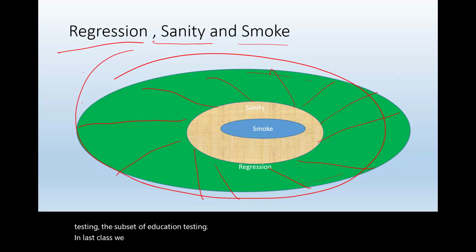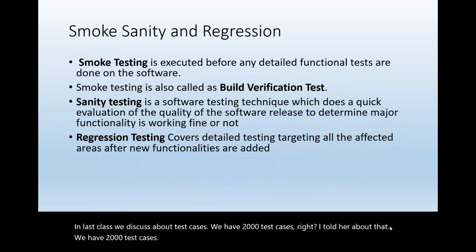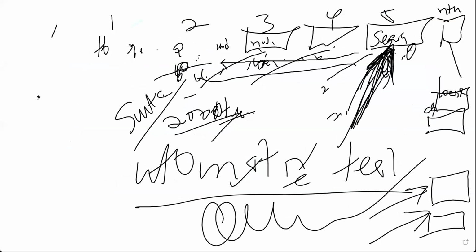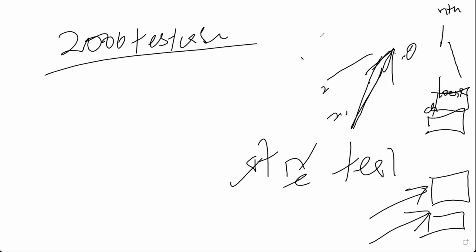In the last class, we discussed test cases. We have 2,000 test cases, right? So in those 2,000 test cases, part of them is going to be my regression test cases, like I told you when I discussed the test matrix. For example, we have 2,000 test cases. All these 2,000 test cases will be part of my regression test suite. What I mean by suite is a package, right? Test suites.